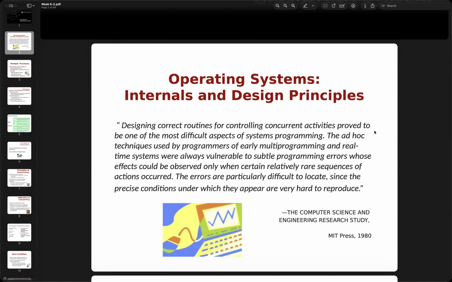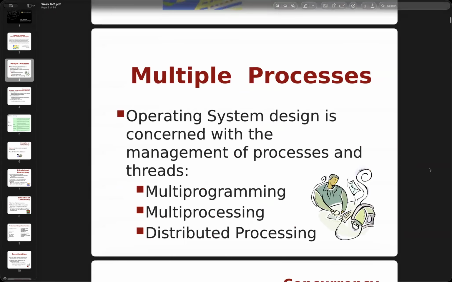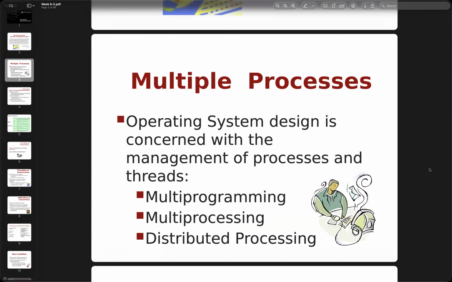These are the kinds of things we face when we talk about OS design. We talk about multiple processes, or even multi-threads. When we design the operating system, we need to be concerned with how we can manage all these processes.